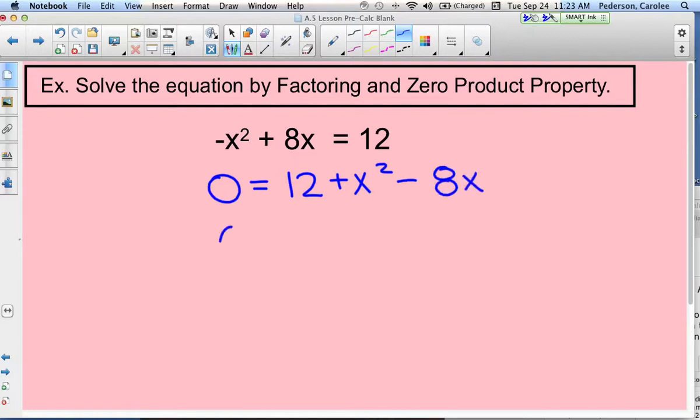Now I'm just going to rewrite it in standard form where I have my x squared term first, my x term next, and then my constant. Now this quadratic equation is in standard form. My leading coefficient is 1 of this trinomial, so we're going to use the chart method.